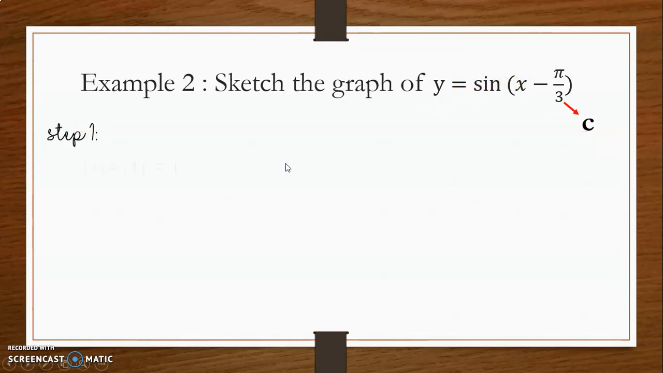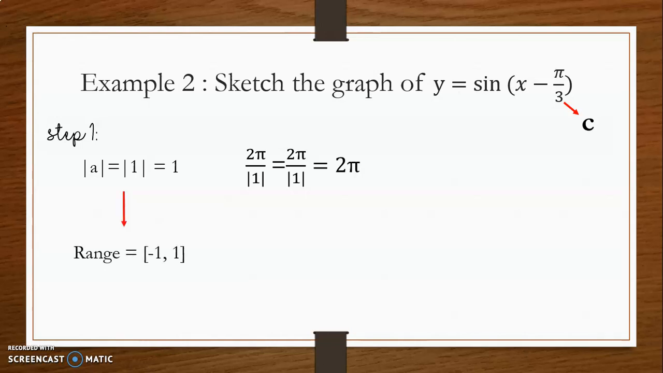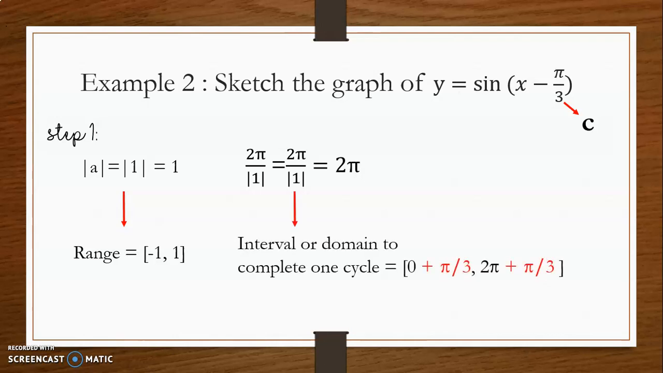So we'll proceed now to our first step. Identify the amplitude. Obviously it's 1. And our period is 2 pi. Our range is just from -1 to 1. And our interval is supposed to be 0 to 2 pi. But since we have a horizontal shift, instead of 0, it shifted to pi over 3. Similar with 2 pi, we add pi over 3, because it shifted by pi over 3. So our interval will be pi over 3 going to 7 pi over 3. Therefore, with this interval, we can form one complete cycle of this graph.